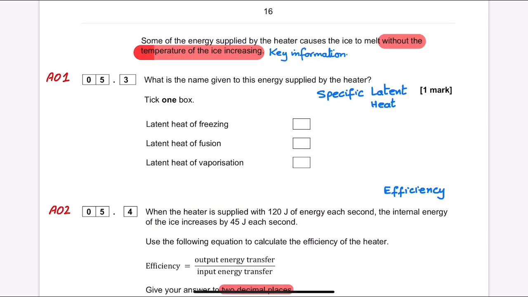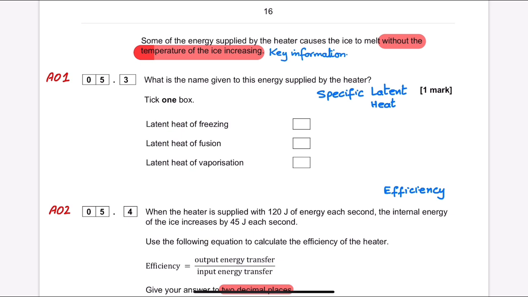Some of the energy supplied by the heater causes the ice to melt without the temperature of the ice increasing, which is the key information. 5.3 is an AO1 question, and this question is from the topic of specific latent heat. What is the name given to this energy supplied by the heater?